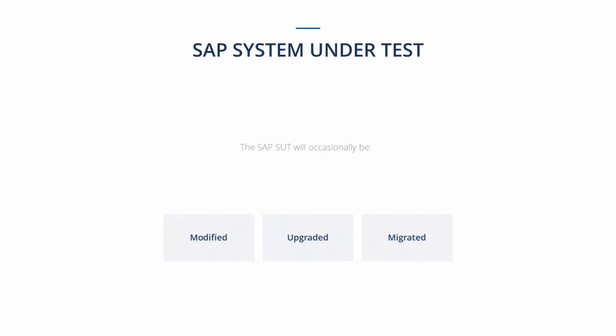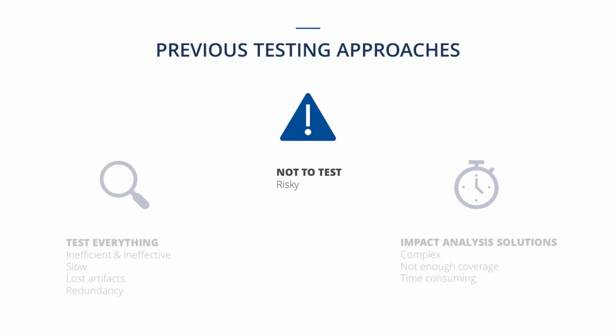Occasionally, the SAP system under test will be modified, upgraded, and sometimes migrated. This causes many problems for testing. The first problem would be analyzing the updates to find the risk areas that are created during and after migration. Of course, you can choose not to test, which is risky.